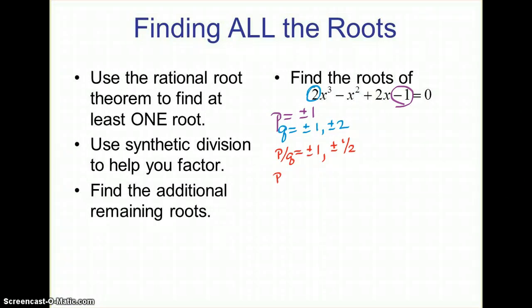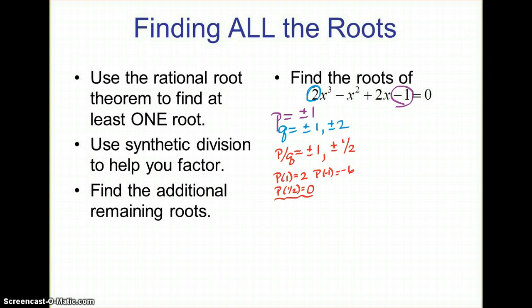So if I take my polynomial and I put in a positive 1, I am going to get the value of 2. If I take my polynomial and substitute -1, I get -6. So far, no rational roots. Then I substitute 1/2, and I get 0. So right here, I've found one of my roots.